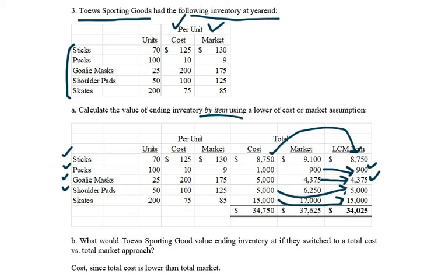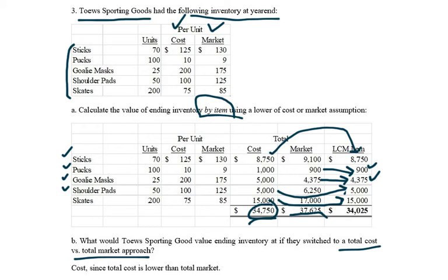Now if we switch to looking at total cost versus total market, we wouldn't write anything down because here's our total cost, $34,750. Here's total market, $37,625. So we would just go here with cost, and there would be no write down at all. So again, if your intent is to write something down, you should do a by item analysis. That's the only way you're really going to ever achieve that.